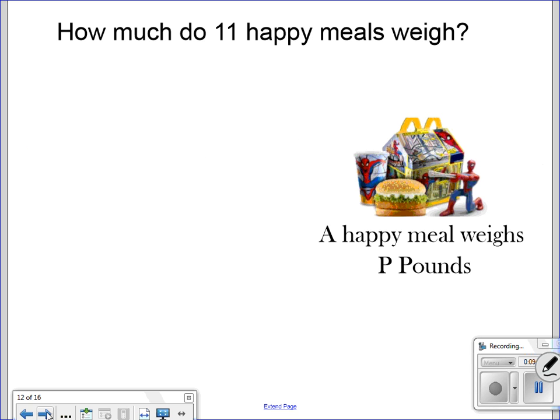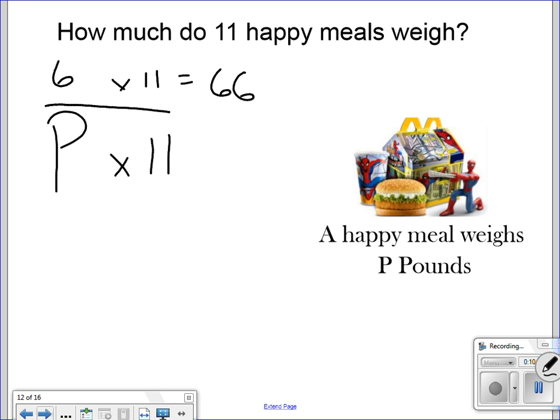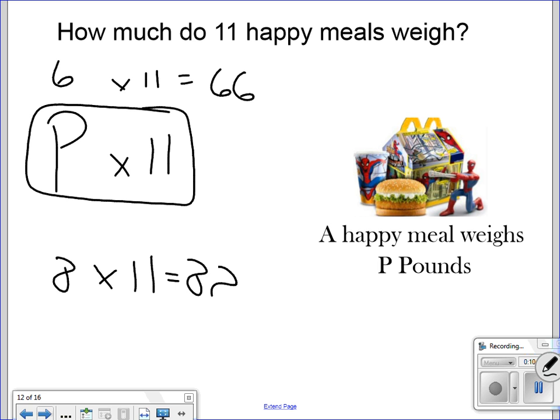Let's keep going here. How much do 11 Happy Meals weigh? Well, we have P pounds here. 11 Happy Meals will weigh P times 11. So if P is 6 pounds, 11 Happy Meals will be 66. If P is 8 pounds, or if a Happy Meal weighs 8 pounds, which hopefully it doesn't, that's a lot for Becca to eat, that'd be 88.